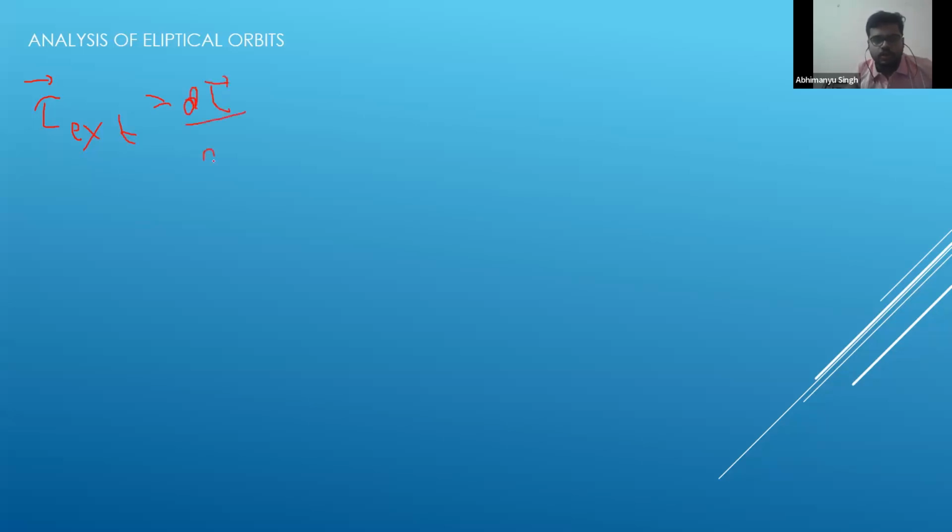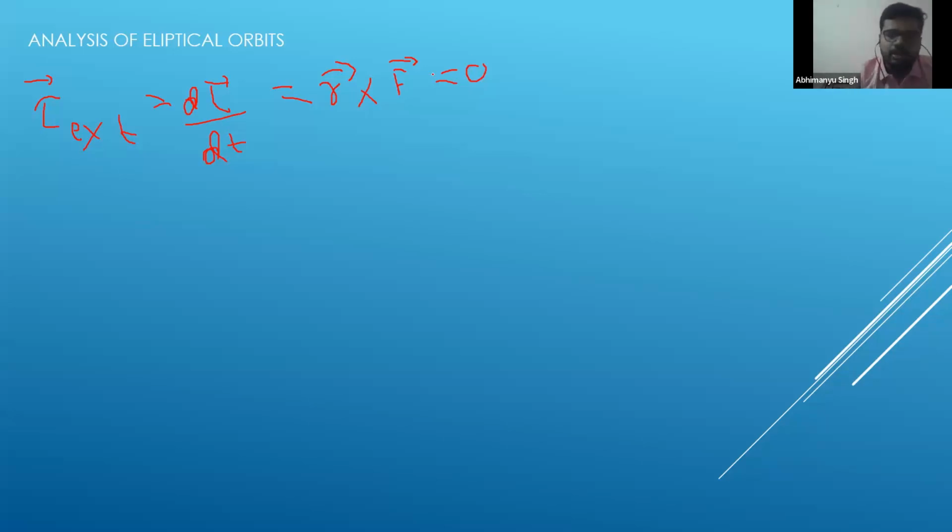We know that dL/dt is equal to r cross F. We know that in central forces, the force acts along the radius direction. So the angle between the force vector and the radius vector is 0 degrees, and their cross product turns out to be 0. That implies dL/dt is 0, so the change in angular momentum is 0, and the angular momentum must remain conserved.